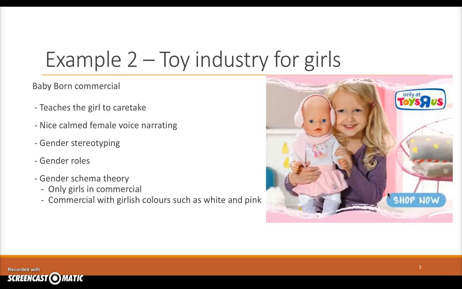And in the gender schema theory, there are only girls in the commercial, so it will be viewed as a girlish toy. And there are also girlish colors, such as pink and white, which are very much the highlight of the commercial.